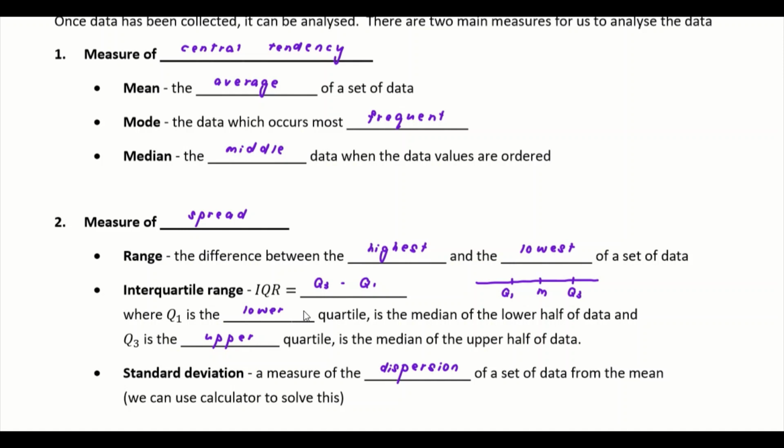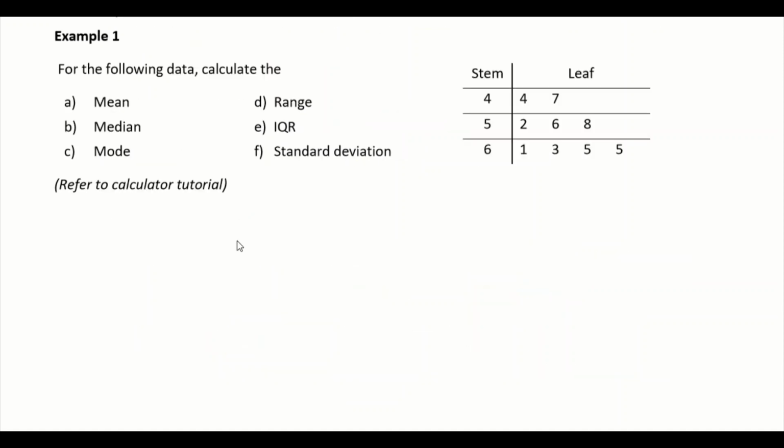Okay, so with this idea, we are going to look at two examples. So the first one is for ungrouped data. Then the second one is grouped data. Then we're going to look at this idea and how we use our calculator to solve it. Okay, so let's look at example one.